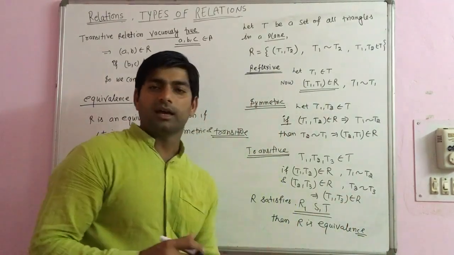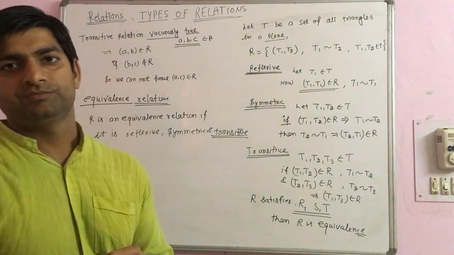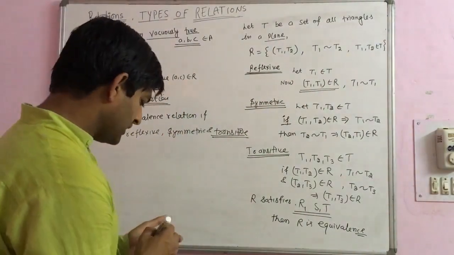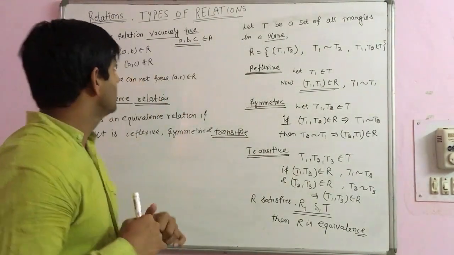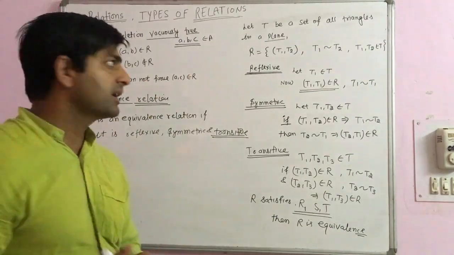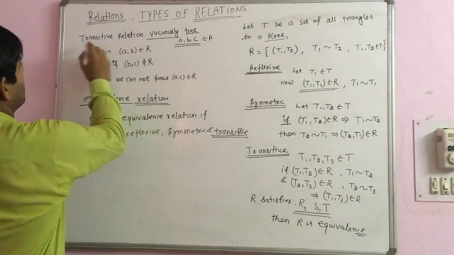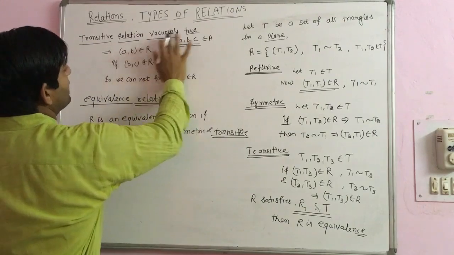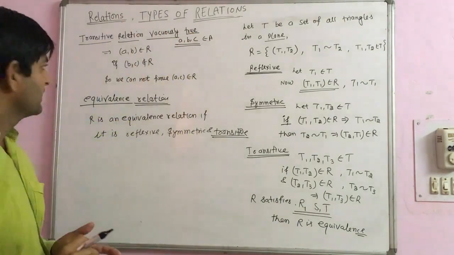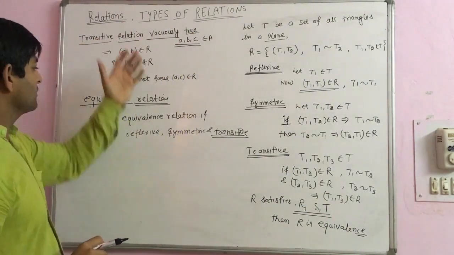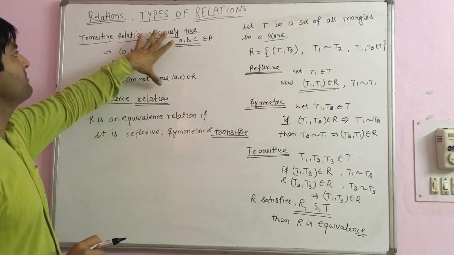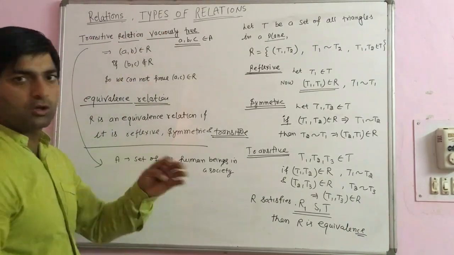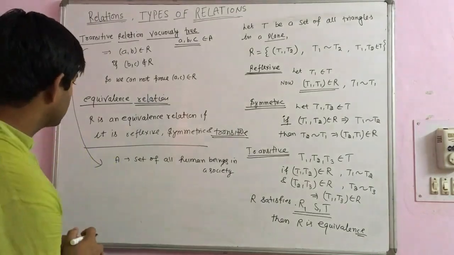R is an equivalence relation. Right? Okay. Now, I just left out one thing here. Transitive relation vigorously true, right? So I just gave you an idea. Now let us talk about some examples of this kind of relation, the set of all human beings in a society.